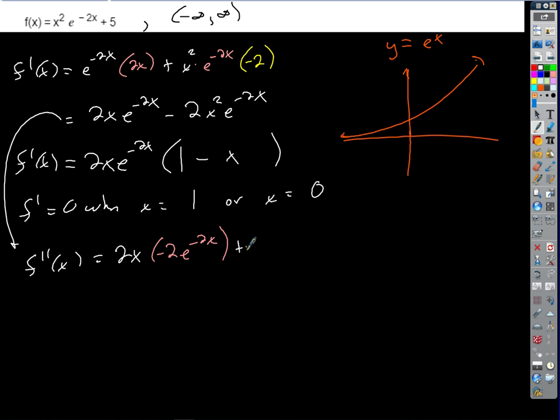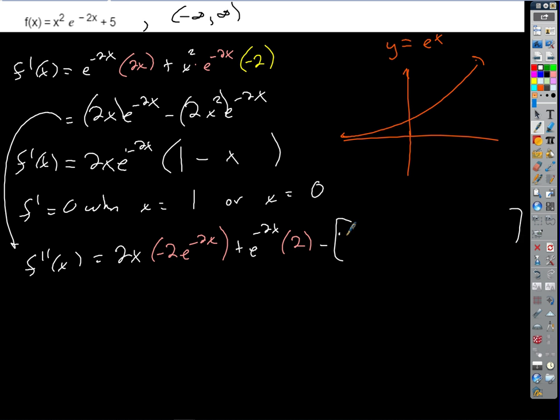Plus e to the negative 2x times the derivative of 2x, which is 2, right? So all we did there, we just broke this one up into those two factors. Now we've got two factors there, right? You've got to do product rule again, so minus. Got to be careful with these, there's a lot of stuff going on. Because I'm subtracting this whole function, I'm going to have to subtract the whole thing, right? So I need it in brackets or parentheses or something.